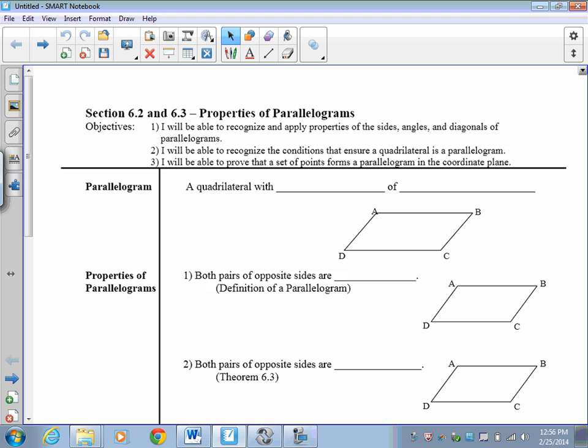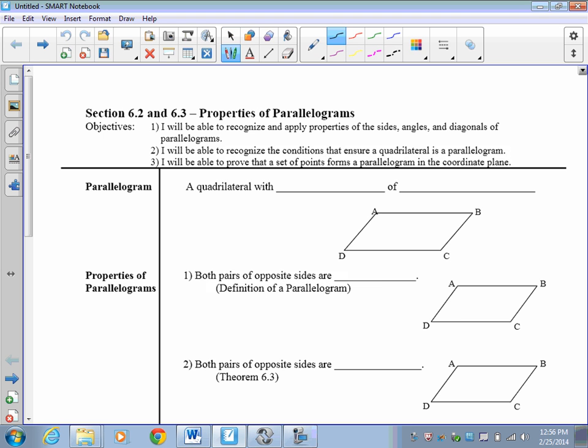These are the notes for section 6.2 and 6.3, properties of parallelograms. Objectives are, I will be able to recognize and apply properties of the sides, angles, and diagonals of parallelograms. I will be able to recognize the conditions that ensure a quadrilateral is a parallelogram, and I will be able to prove that a set of points forms a parallelogram in the coordinate plane.